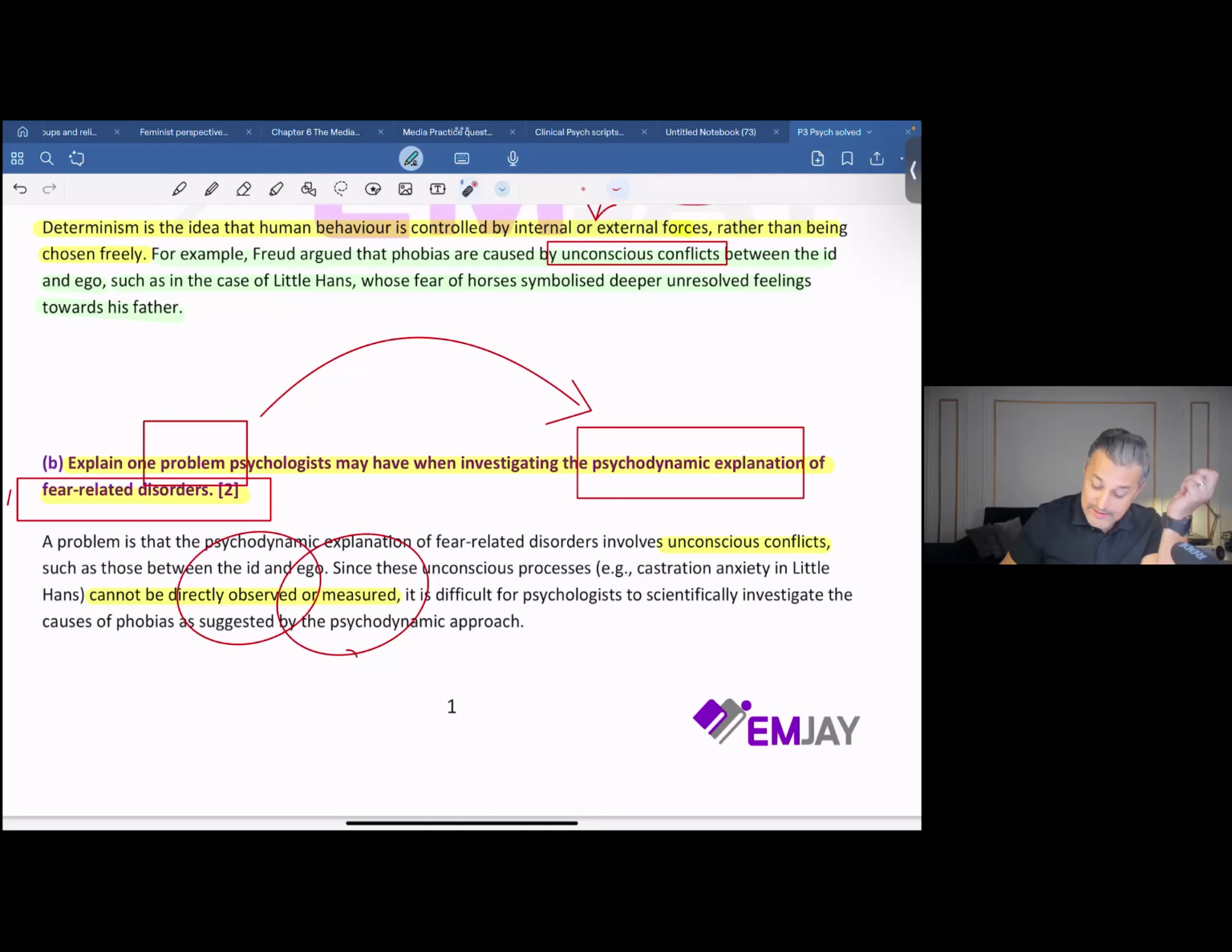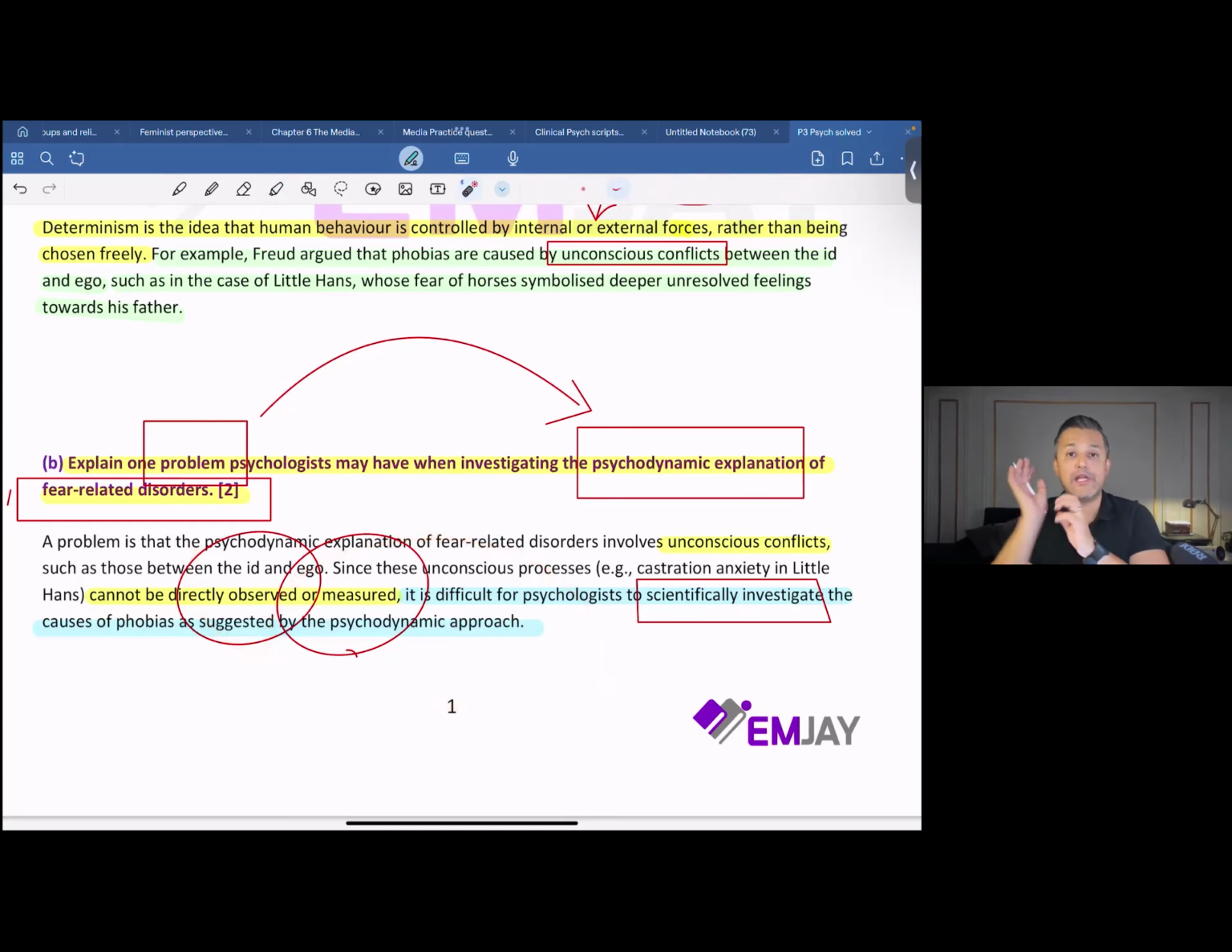Moving on, it is difficult for psychologists. Now you're getting to the point. You're actually answering the question. So it is difficult for psychologists to scientifically investigate. Let me put this in a box as well. It is difficult for psychologists to scientifically investigate the cause of phobias as suggested by the psychodynamic approach.